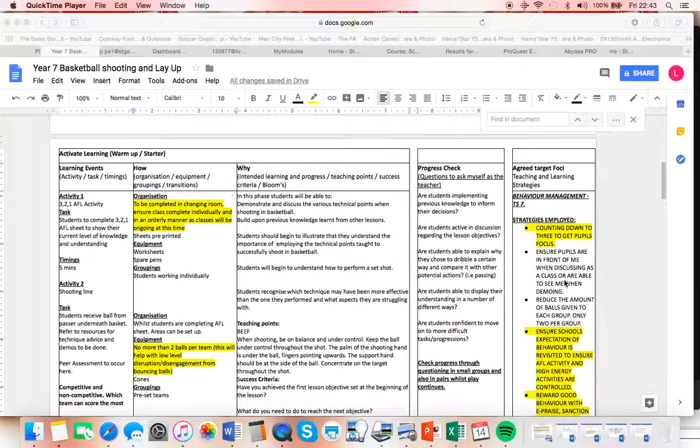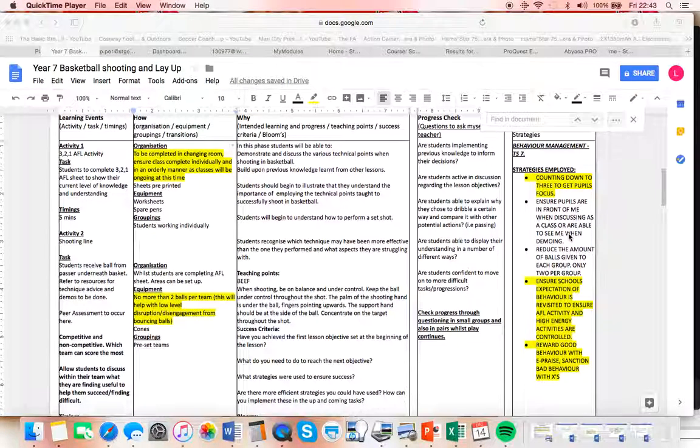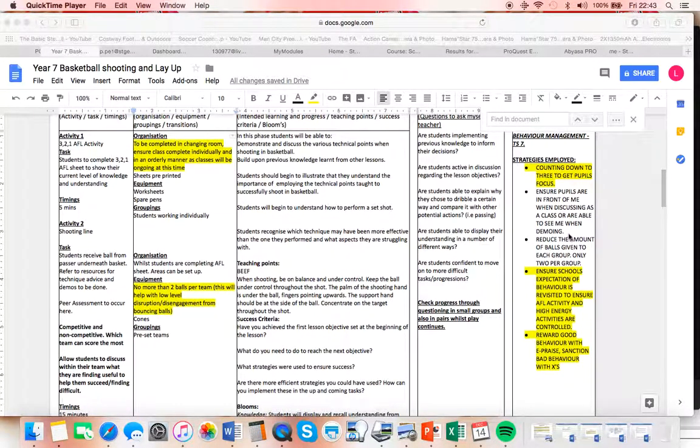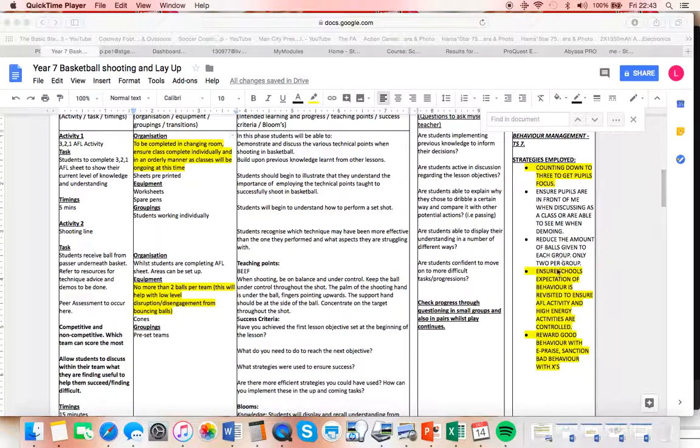But as I said previously on my page in my portfolio, one of my targets was to improve my behaviour management, and I did this through implementing the behaviour policy. So just from this lesson, I ensured that the school's expectations of behaviour were revisited to ensure that the AFL activity and other high energy activities were controlled. As I said, I reminded them of what was expected and what would happen if that wasn't followed.